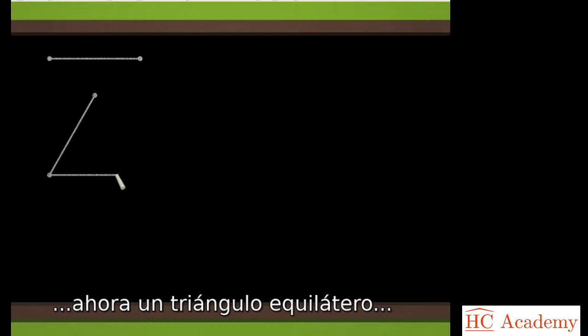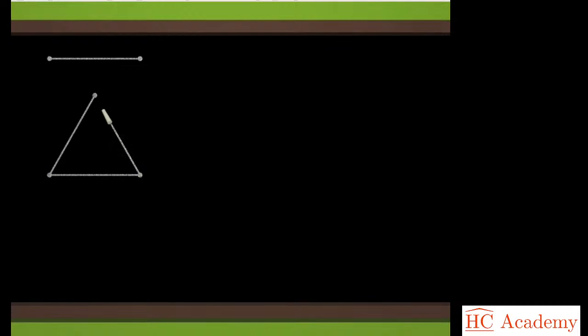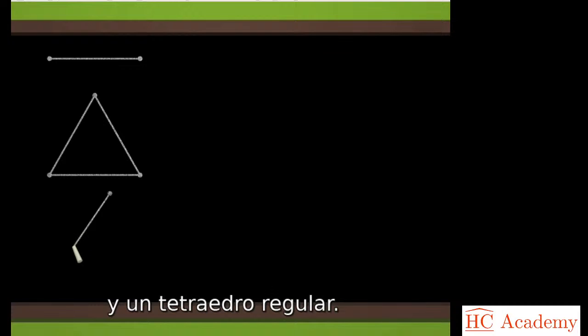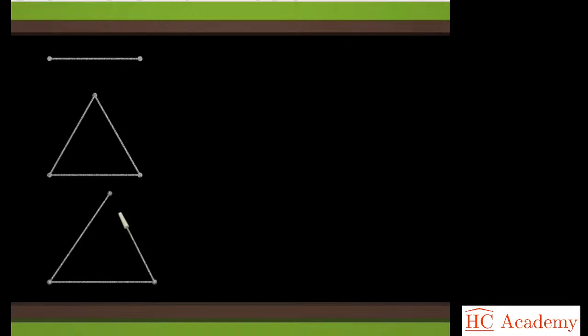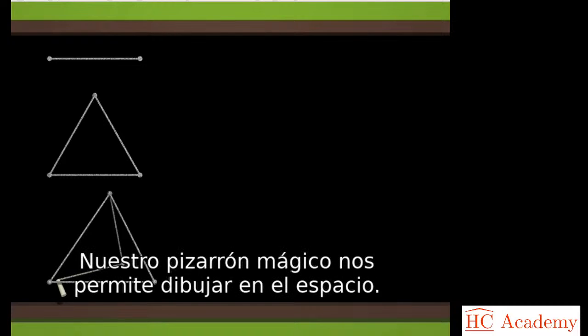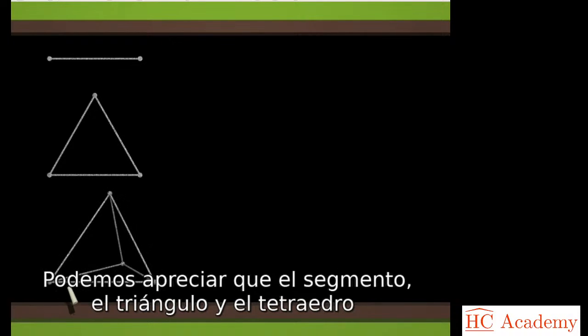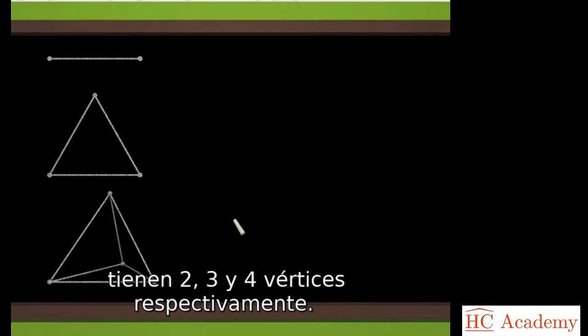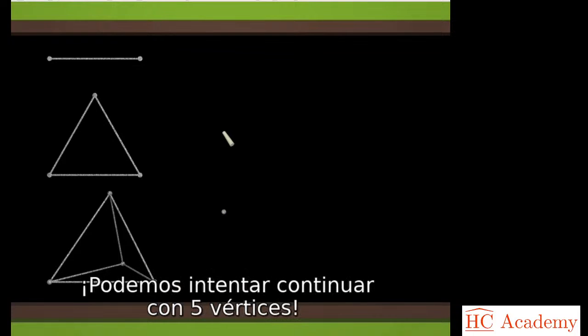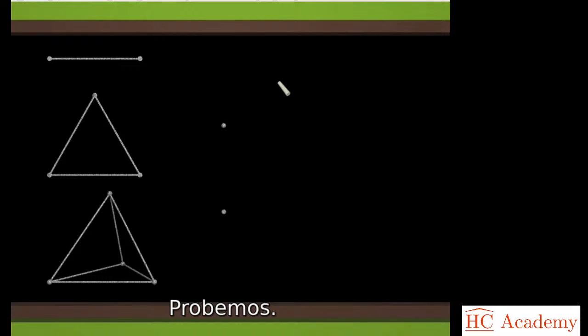Here is a segment and an equilateral triangle. That was a cube. And finally, a regular tetrahedron. It's getting hard, isn't it? Our magical blackboard enables us to draw in space. Stuck in 2 dimensions, the lizards have to develop good geometric intuition. How can we keep this up in 4 dimensions? Observe that the segment, the triangle and the tetrahedron have 2, 3 and 4 vertices respectively. Therefore, we can try to continue with 5 vertices.